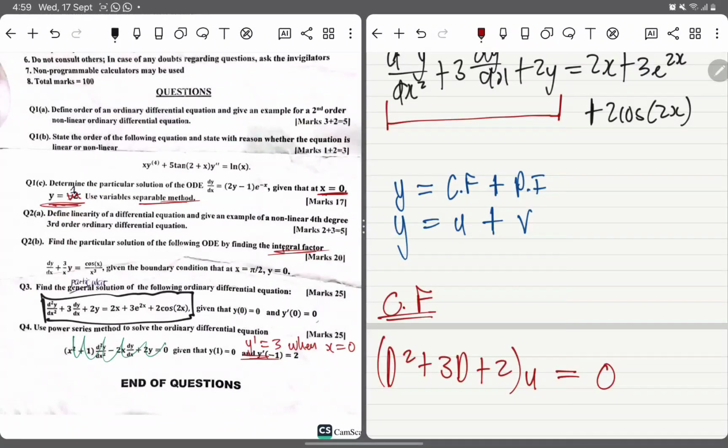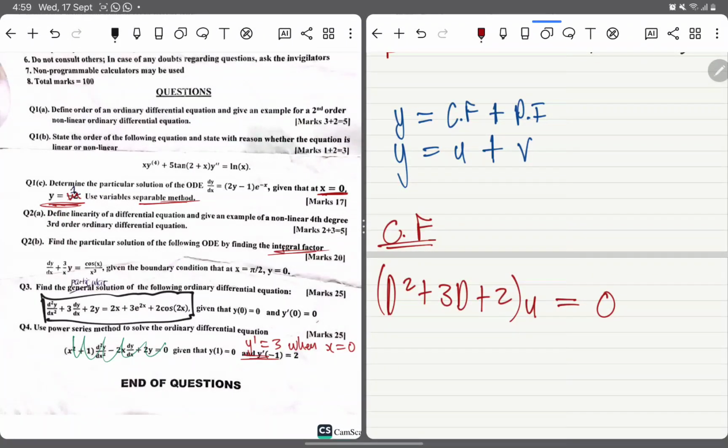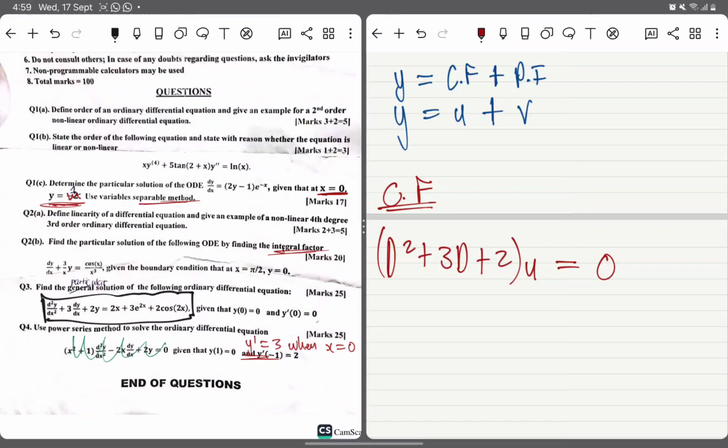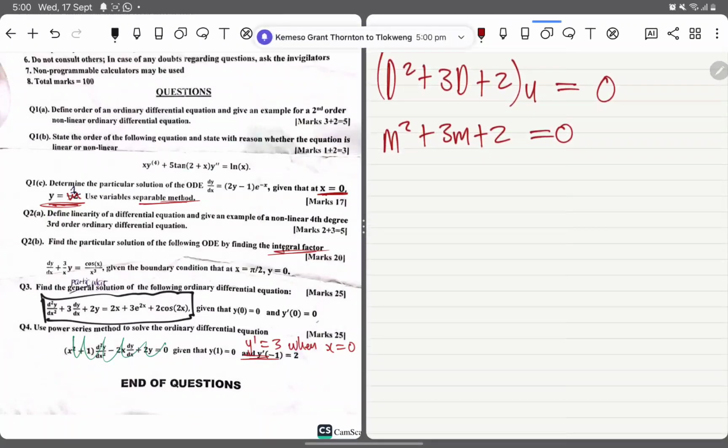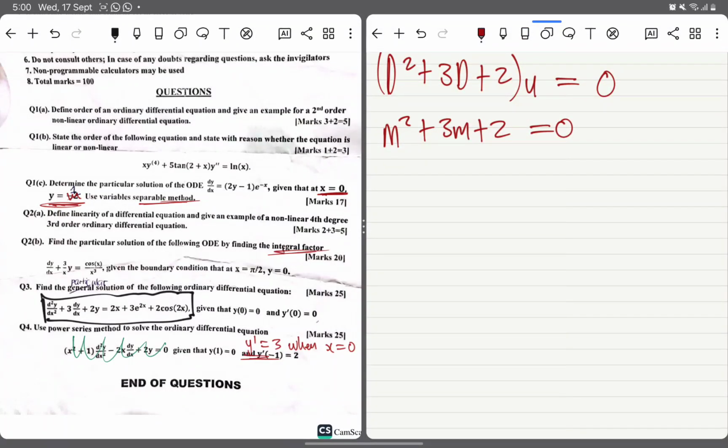How are we going to solve it? When it's equal to 0, what do you have here? This is the D operator form. From the D operator form, what do you create? Auxiliary equations. So you're going to change these D's to be m, and we won't go through that whole process. We've come from it. If you've forgotten, go back and watch. So you'd say this is equal to 0 because u cannot be 0. Then you find your solutions for m, and your solutions for m will tell you what type of equation u is going to be.